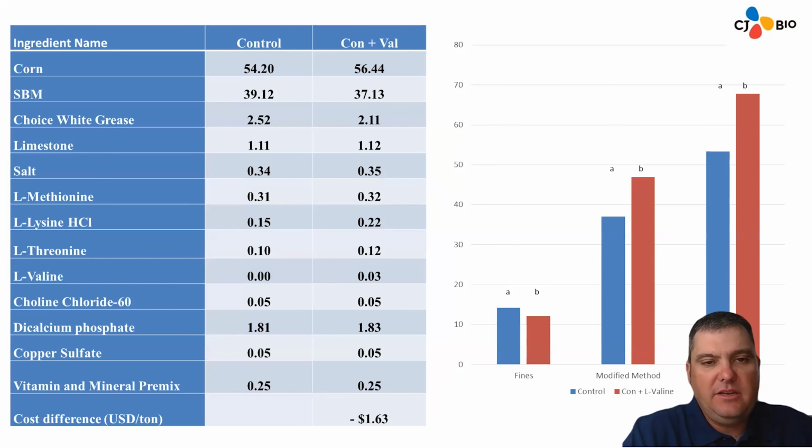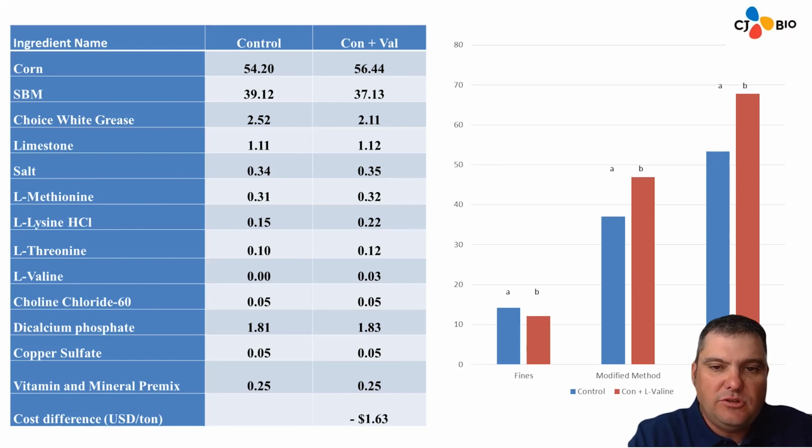This is a study that we conducted in conjunction with Kansas State University and presented at the International Poultry Scientific Forum a couple of years ago, where we basically followed up on that field study. We ran a formulated corn-soy-based diet with and without the availability of L-valine in the diet. Our control diet contained methionine, lysine, and threonine. As you can see here, we have 54% corn and 39% soybean meal. We allow the ability of L-valine to come into the diet.